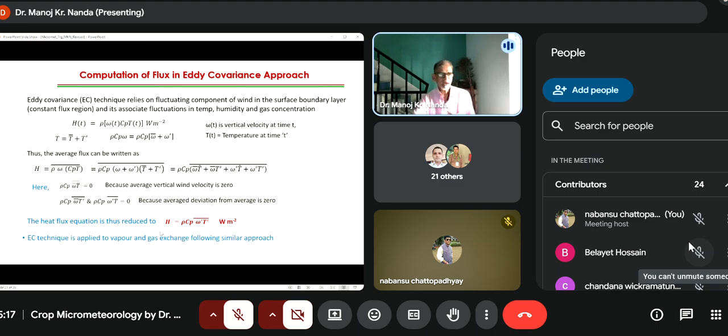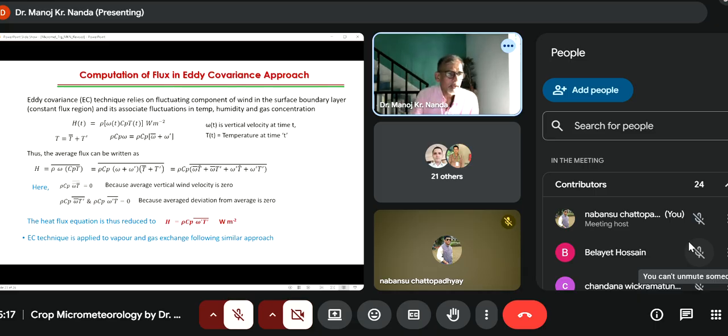Now this is computationally not very rigorous, because all the terms are getting cancelled. But from a measurement perspective, yes, omega dash and T dash are really difficult to measure because you are measuring at high frequency.